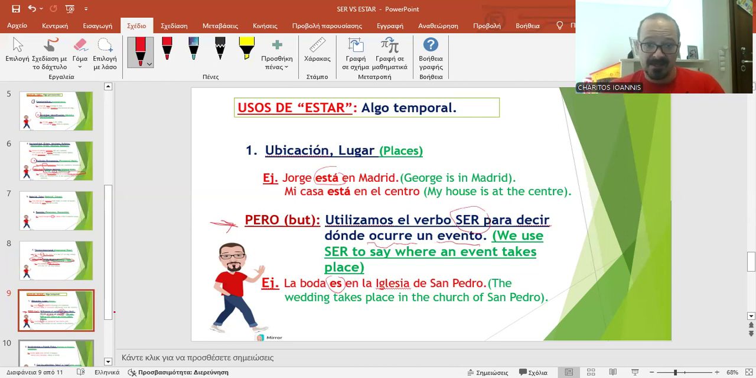Or to put it another way, here with Jorge, in this case, I can't say Jorge ocurre en Madrid. Está. Okay, porque Jorge no es una acción. George is not an action. So I use ser. Es, la boda es, with actions, with events. When I can also use the verb ocurrir, which means takes place.